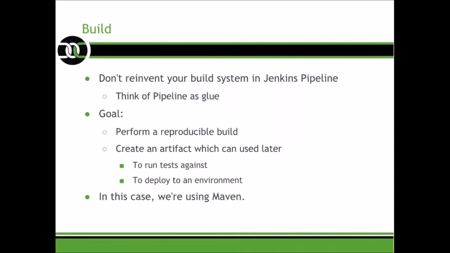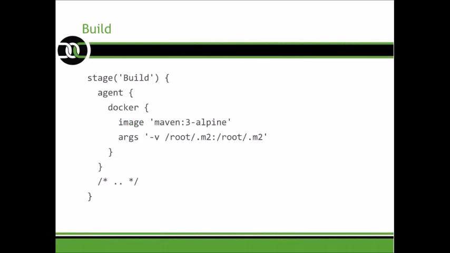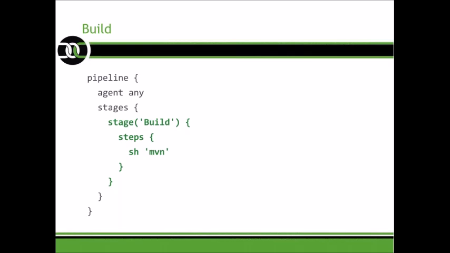In this case, we're using Maven. So the code for this pipeline, if it just had a build stage, would look something like this. But we're going to do something a little bit more complex. There's the basic. Now, this is fine, but it makes a lot of assumptions. First, it assumes that we're running, for example, on a Linux-like environment that has a bash shell. Now, if we're running on Windows, that won't work. It assumes that Maven is on the path somewhere.